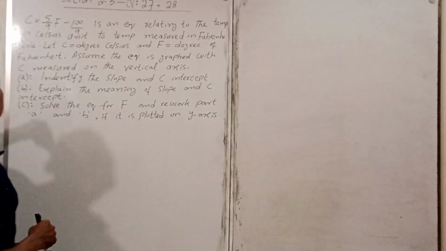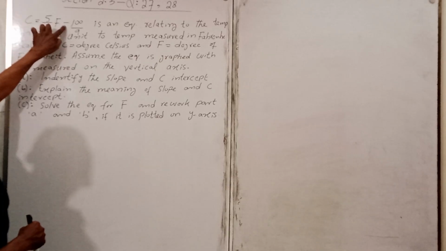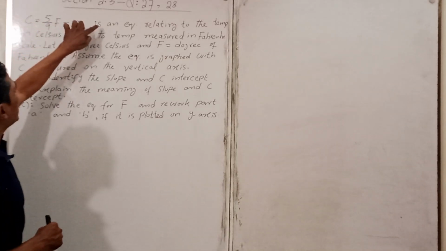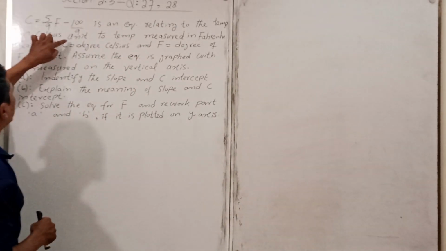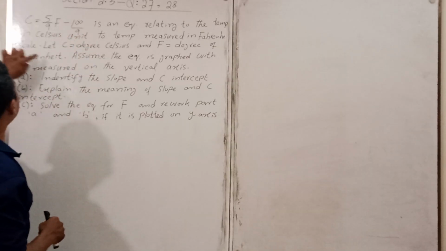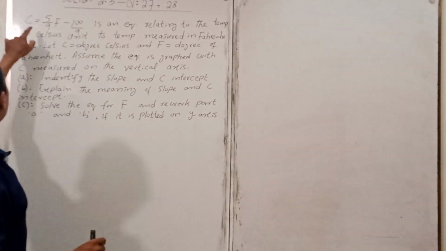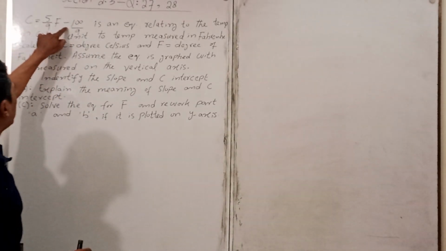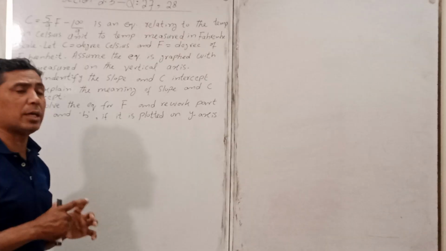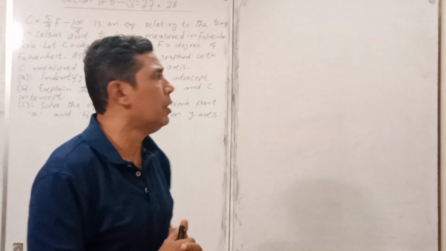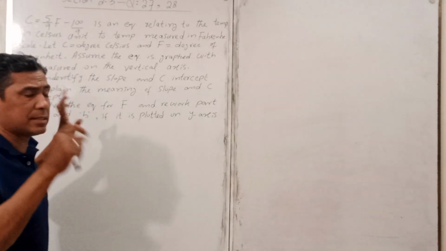Okay, the question is here. C equal to 5 over 9 F minus 100 over 9 is an equation relating the temperature in Celsius to the temperature measured on the Fahrenheit scale. What does it mean? There is an equation, C equal to 5 over 9 F minus 100 over 9, which represents the temperature in Celsius scale and Fahrenheit scale. F represents the Fahrenheit scale and C represents the Celsius scale.